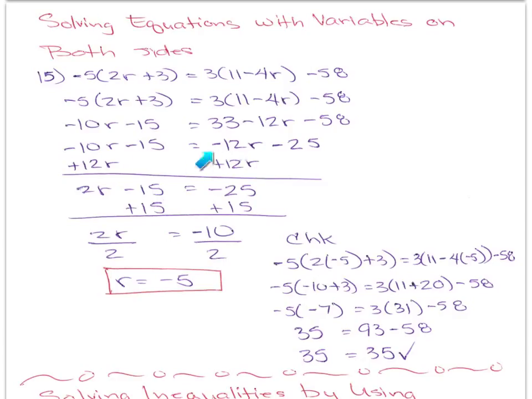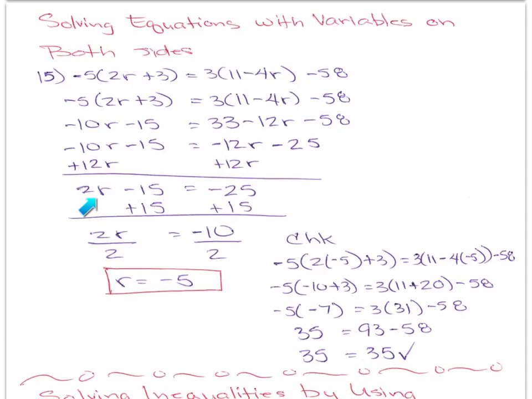Now if I move the negative 12r to the left-hand side, since I want all my variables on one side of the equation, I'm going to add 12r to both sides. This would end up canceling out. It'll just be negative 25 brought down there. Now we have negative 10r plus 12r. That'll give you a 2r. And then you bring down the minus 15.